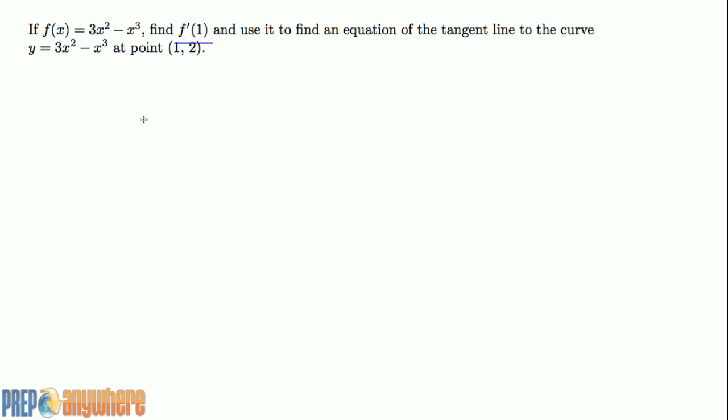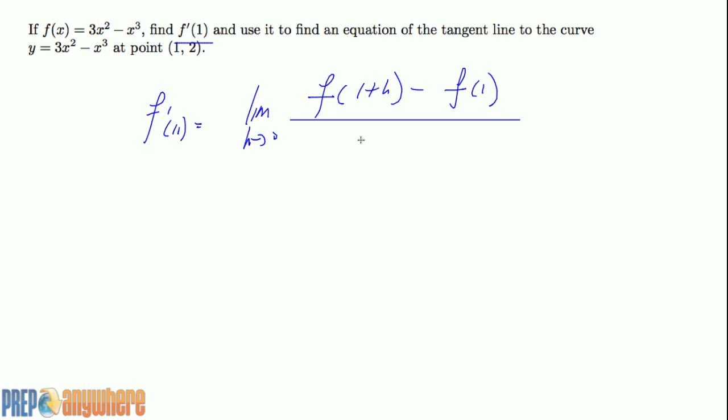Find f prime at 1. So f prime at 1, by definition, is the limit of f at 1 plus h, minus f at 1, all over h. Okay, so let me replace the f with 3x squared minus x cubed.